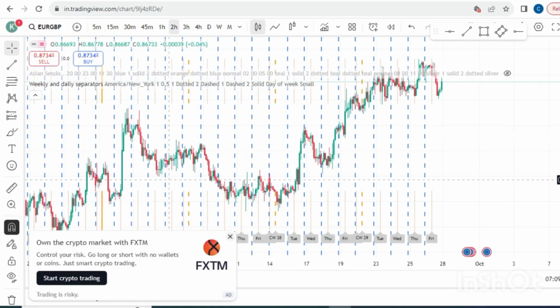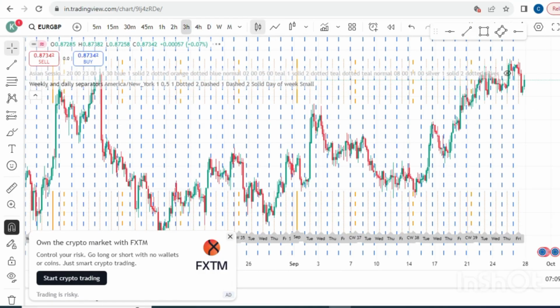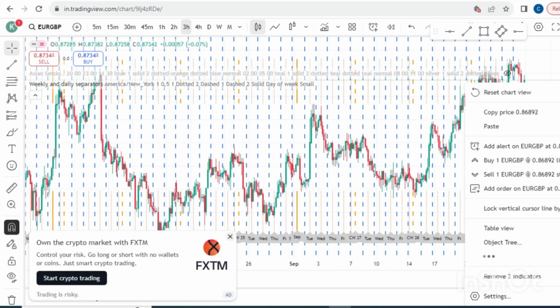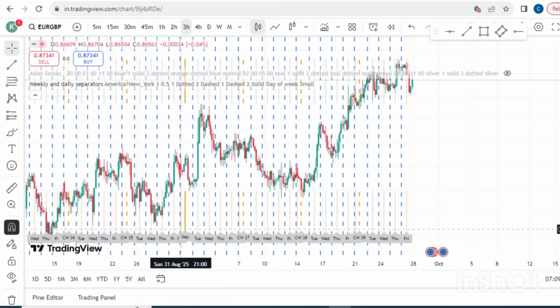So on Euro GBP, as you can see, market has been in an uptrend. It has been closing in breakouts long. See our weekly separator here. This is our weekly separator. Then Tuesday came and closed in breakouts.